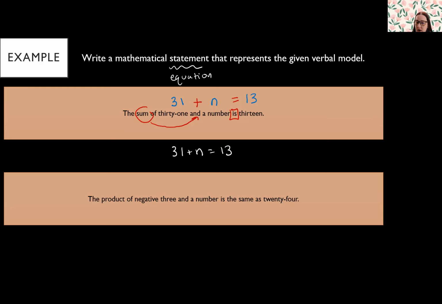Now, the next one here, we have the product of -3 and a number is the same as 24. If we look for the is, if you want to do that first, is and is the same as, those all mean equal sign. So whether you have is or is the same as, that translates as an equal. We've got the word product, that's multiplication, and you put it where your word and is. So I'm going to find that and, and put my multiplication symbol.